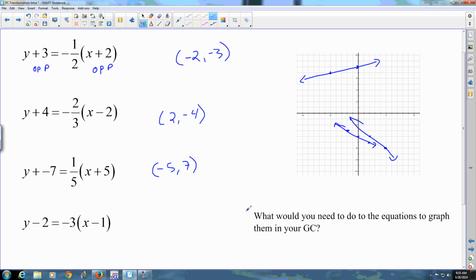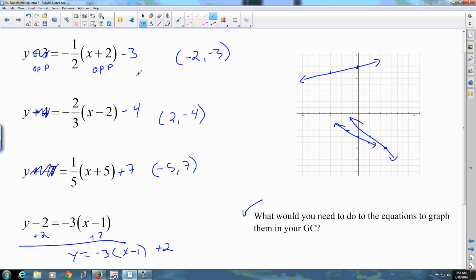And if you guys wanted to be able to type this in your calculator, what would you need to do to it so you could type it in your calculator? Well, you'd have to get rid of this y value on the other side. So you'd have y is equal to -3, x minus 1, plus 2. So in other words, I'd add a 7 over, plus 7. I'd subtract a 4 over, minus 4. I'd subtract a 3 over.